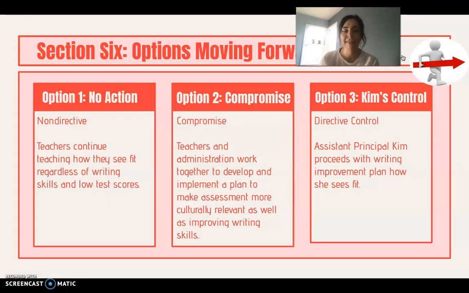So if we look at the different options as we move forward, looking at our current plan and if we're trying to implement this new formula writing plan to increase our standardized test scores. Our first option would be the no action option, which was kind of in a non-directive sense. So if there's no action being taken, the teachers will continue teaching how they see fit, regardless of the writing skills and low test scores. So this means the administration is not putting their foot down on anything, and they're just going to let the teachers continue how they have been in the past, which is what has resulted in these low test scores.